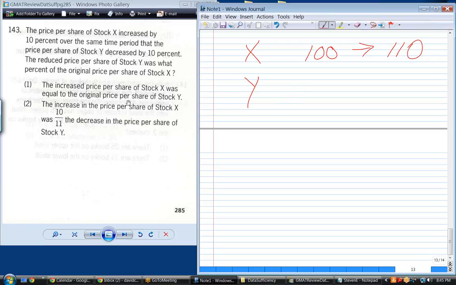Okay. So the increase per share price of stock X, which is 110, was equal to the price of stock Y. So now decrease stock Y by 10%. Well, now hold on. So what did stock Y decrease to? Stock Y decreased to $99. So now, if I started with X at 100 and stock Y went down to 99, can I find the percent? Yes, I can.